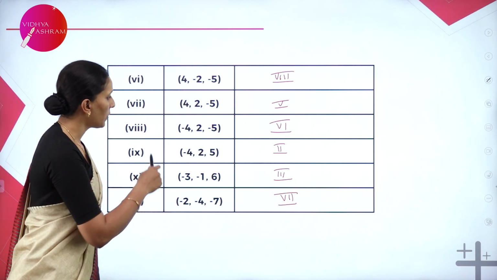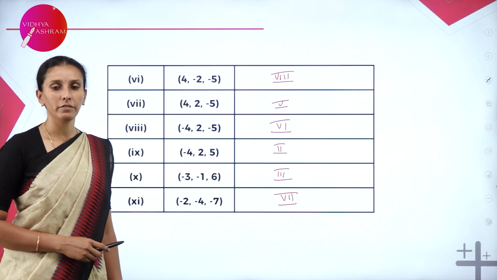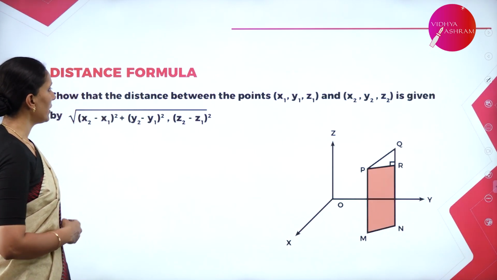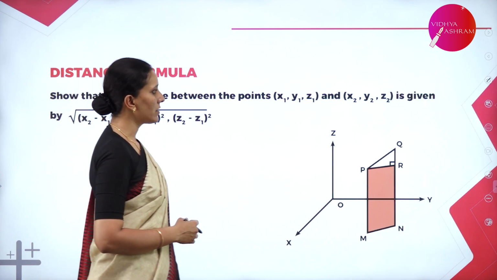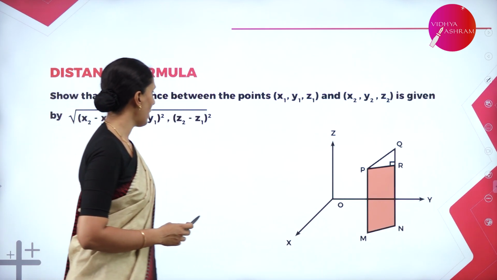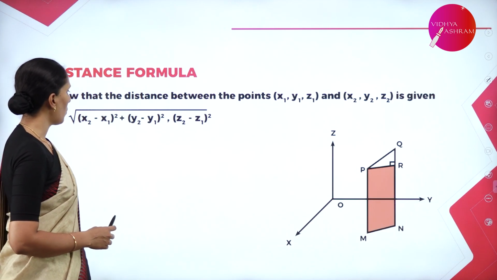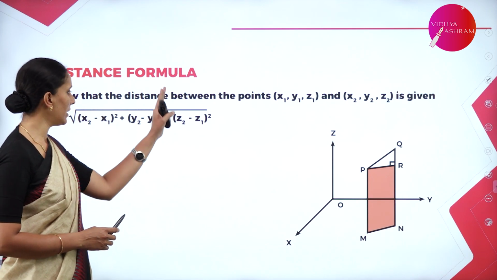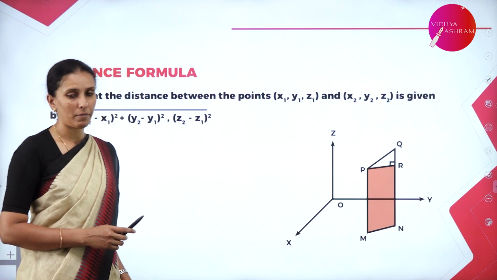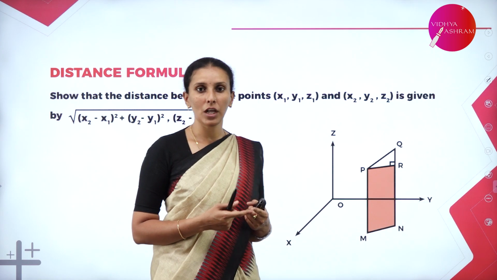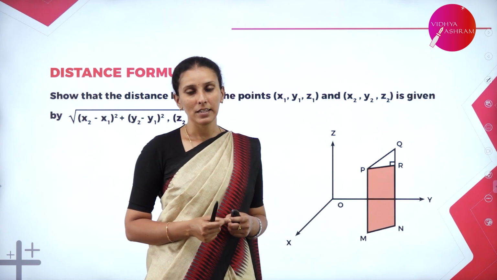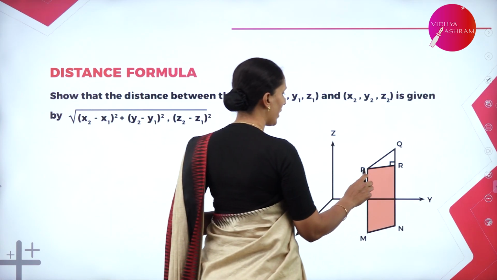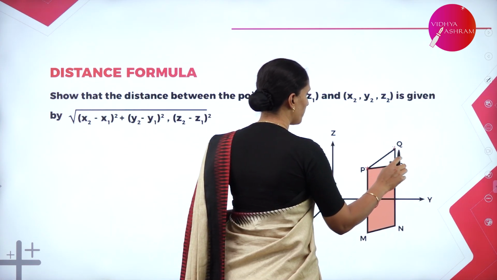So these are the positions of the points in the respective octants. Next we have the distance formula. Show that the distance between the points x1, y1, z1 and x2, y2, z2 is given by the square root of x2 minus x1 whole square plus y2 minus y1 whole square plus z2 minus z1 whole square. Until here we have learnt the distance formula in two-dimensional geometry. Here we have an additional coordinate with respect to the z-axis, which gives the term z2 minus z1 whole square.